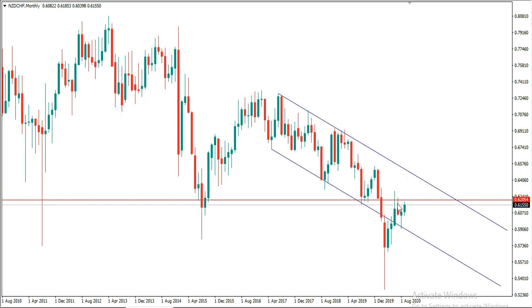So for now we can see that we have resistance at this point. You can see it was support back here, it was support at this point, and it's resistance at this point.